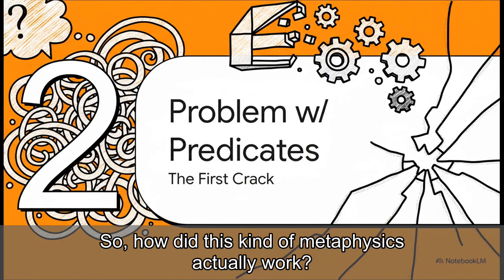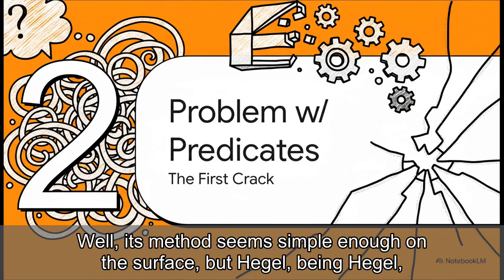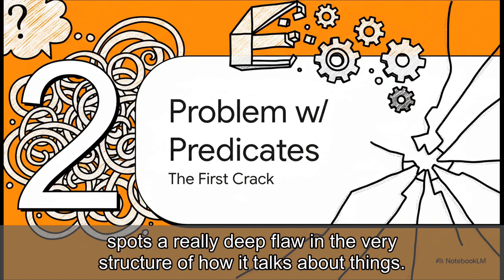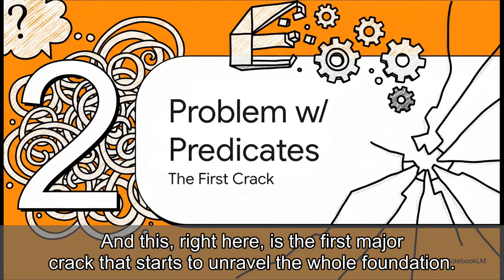So, how did this kind of metaphysics actually work? Well, its method seems simple enough on the surface, but Hegel, being Hegel, spots a really deep flaw in the very structure of how it talks about things. And this, right here, is the first major crack that starts to unravel the whole foundation.